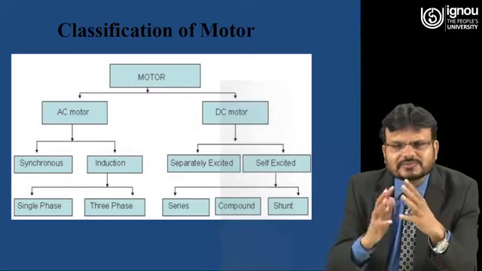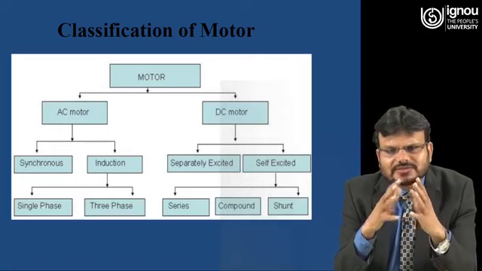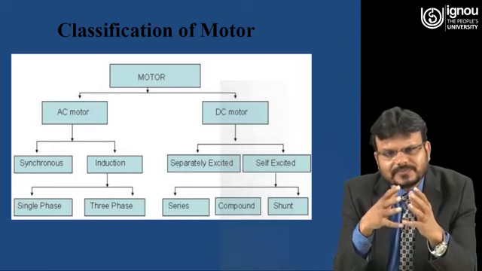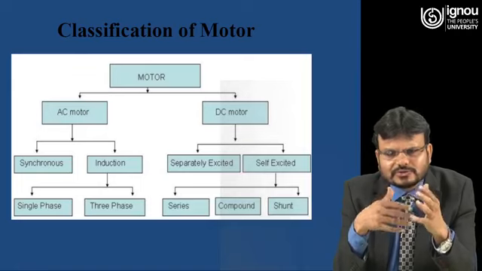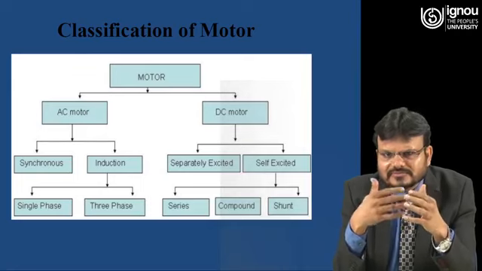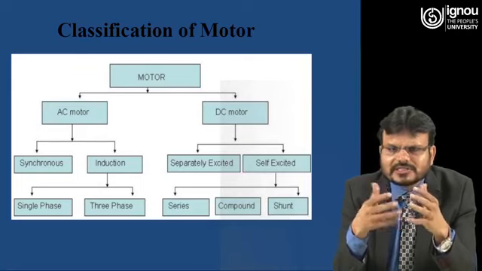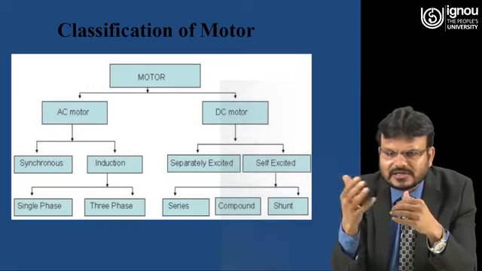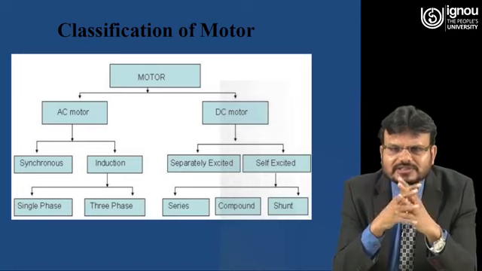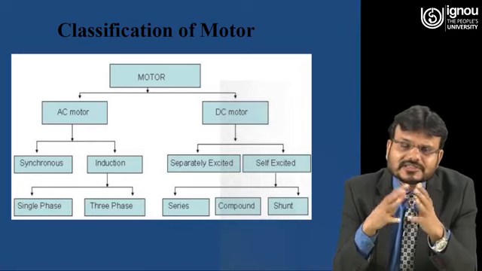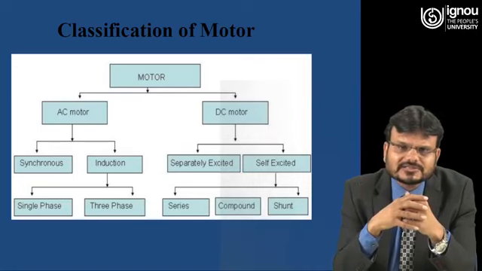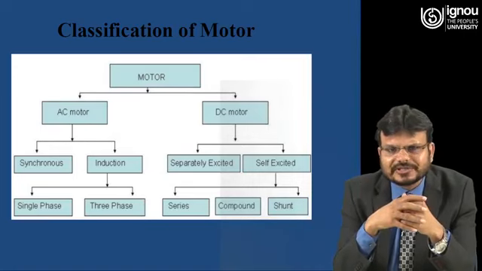In the case of a three-phase induction motor, what happens? You give the three-phase AC supply, and by the three-phase AC supply you get the field, and due to the working principle you get the desired torque, which will be discussed in an upcoming slide. That is called a three-phase induction motor. This three-phase induction motor can again be classified as a squirrel cage induction motor or slip ring induction motor.